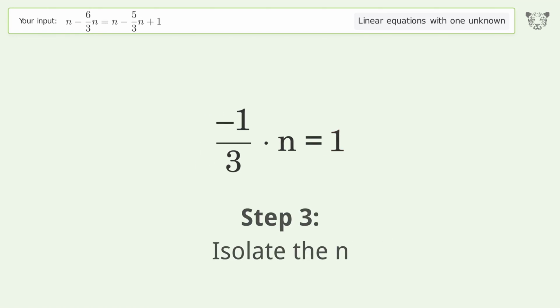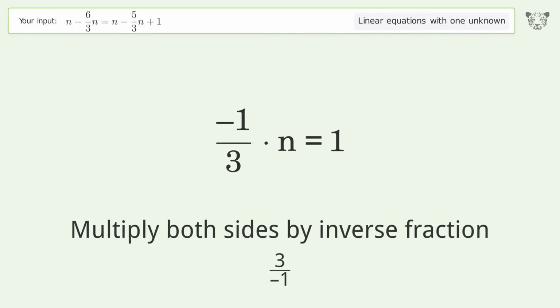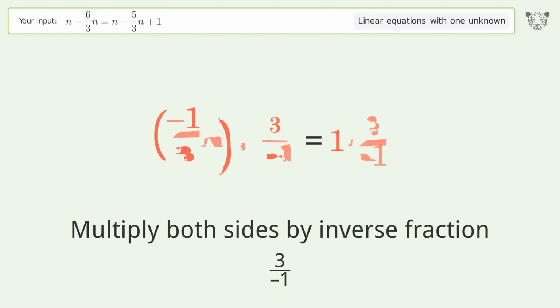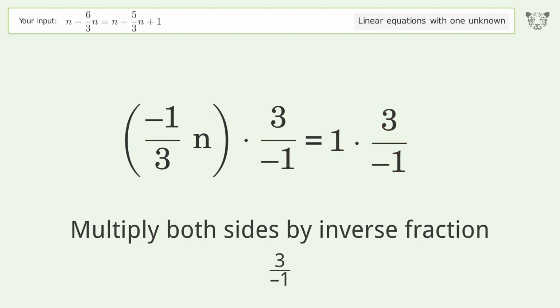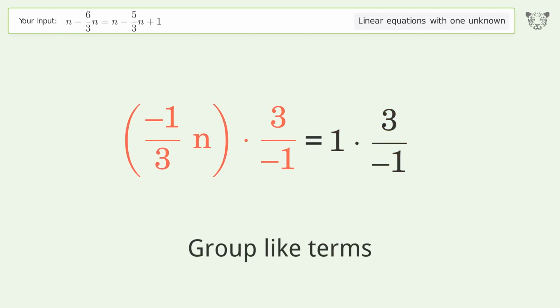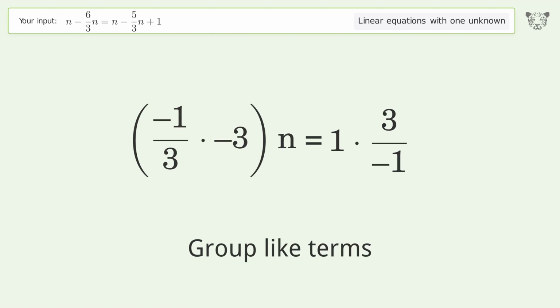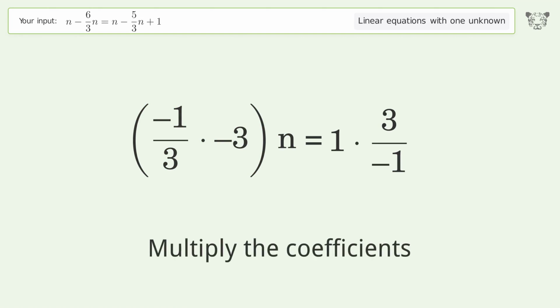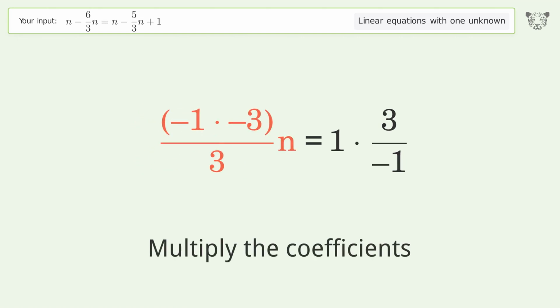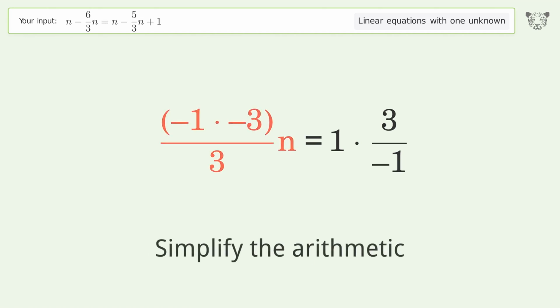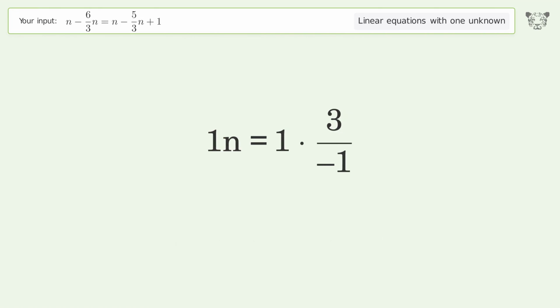Isolate the n. Multiply both sides by the inverse fraction 3/-1. Group like terms. Multiply the coefficients. Simplify the arithmetic. And so the final result is n equals -3.